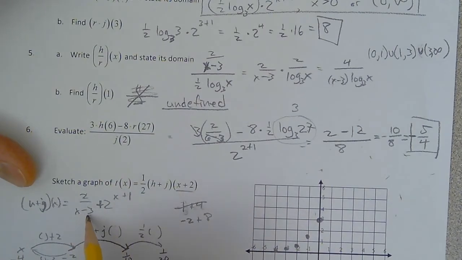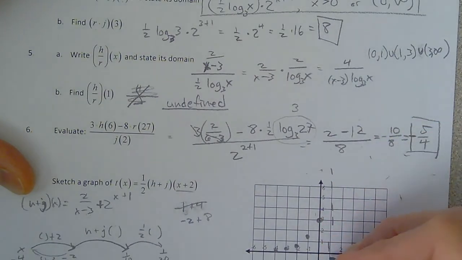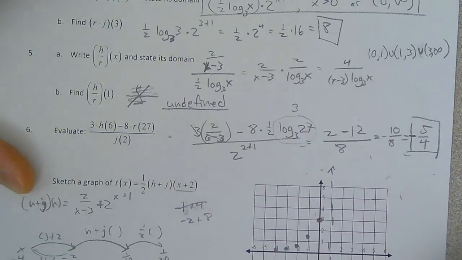If I try to plug a 3 in, though, this is undefined, and this will give me a vertical asymptote, because that's what happened on that reciprocal function there. And the vertical asymptote, half of a vertical asymptote is still a vertical asymptote. 3 minus 2 is at 1. It says I have a vertical asymptote here. So I'll sketch that in, and then we'll get an idea of what things look like on the other side of this.